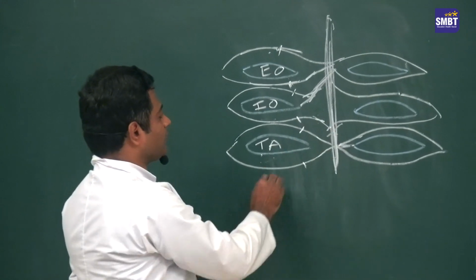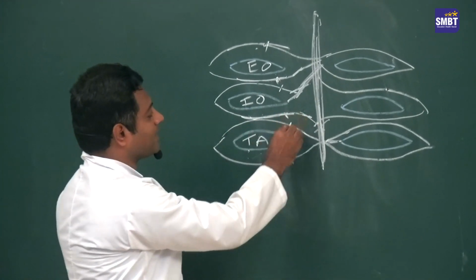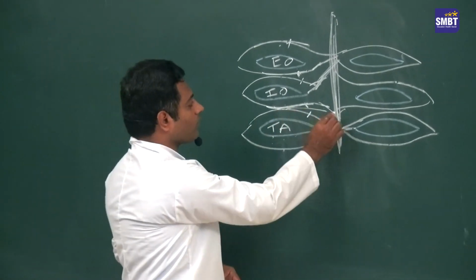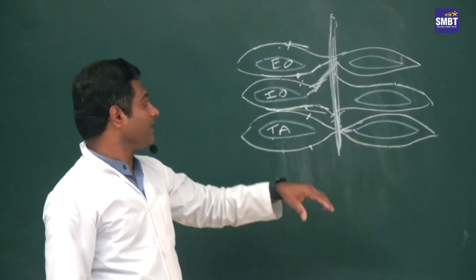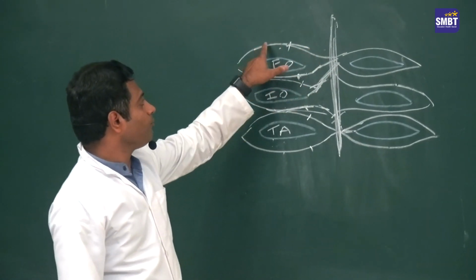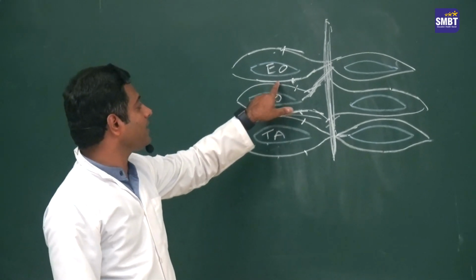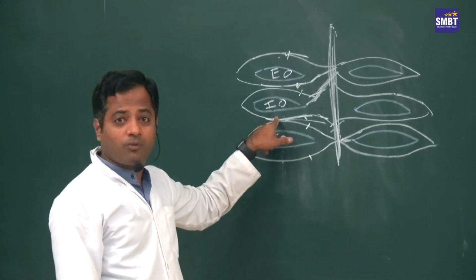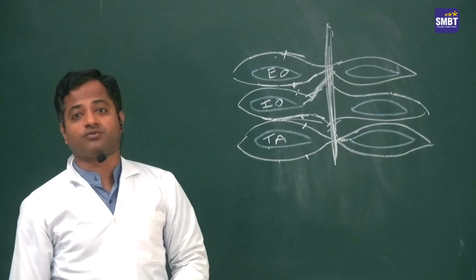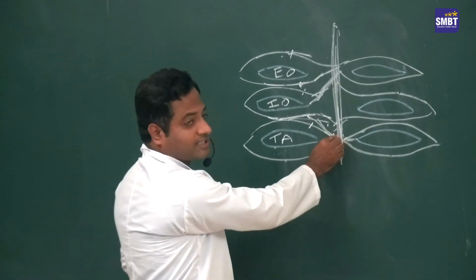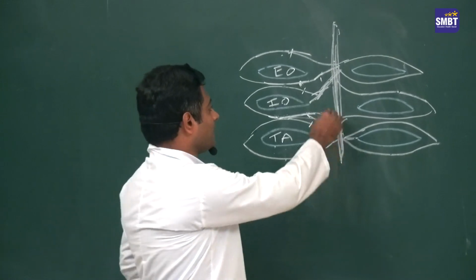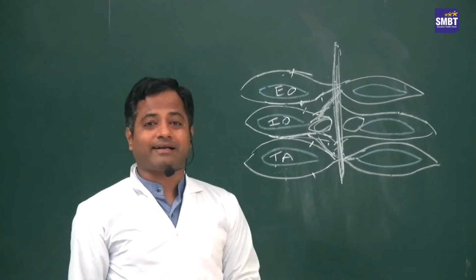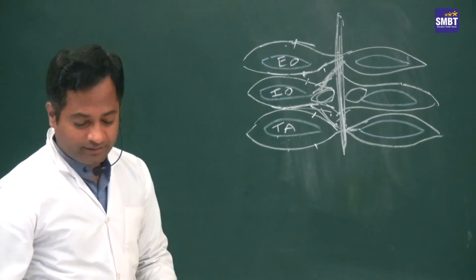Then the posterior rectus sheath is formed by the posterior lamina of the internal oblique and both the laminae of the transversus abdominis. Okay, got it? So these are on both sides. The anterior rectus sheath is formed by both the lamina of the external oblique and the anterior lamina of the internal oblique, and the posterior rectus sheath is formed by the posterior lamina of the internal oblique and both the laminae of the transversus abdominis. So this is a posterior rectus sheath and this is an anterior rectus sheath, and within these both sheaths lies the muscle called the rectus abdominis muscle.